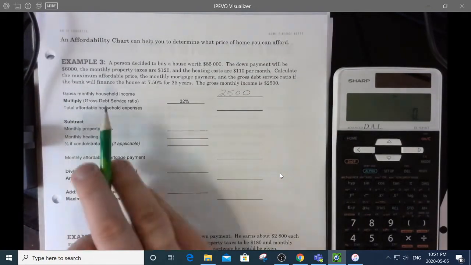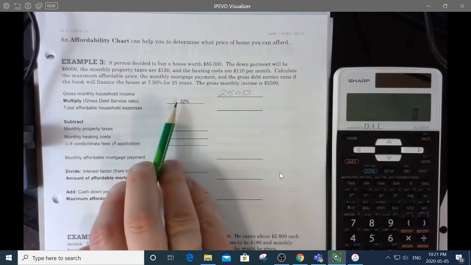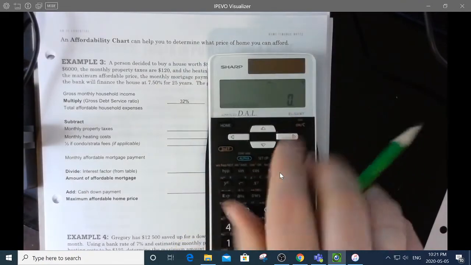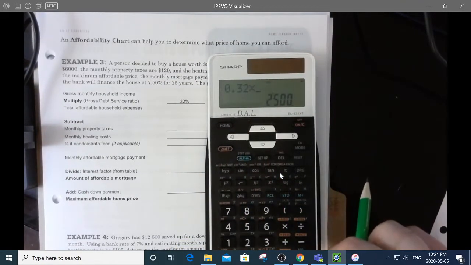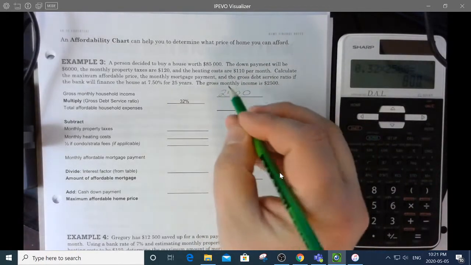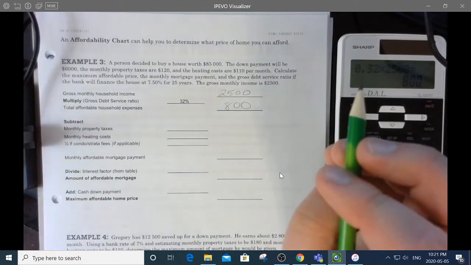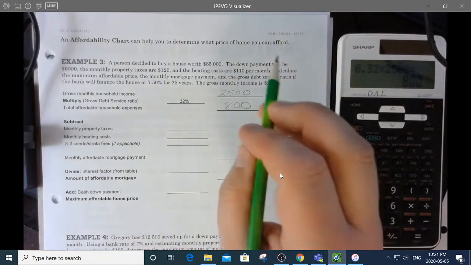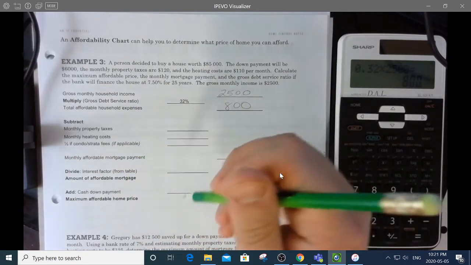Now, it tells me what to do in these charts. Multiply this by the gross debt service ratio, and remember you can't really multiply by a percent, so you have to change that to 0.32 times the 2,500, and there we go. So that's $800. That basically represents the largest mortgage payment they can make before expenses. But of course we have to worry about expenses.